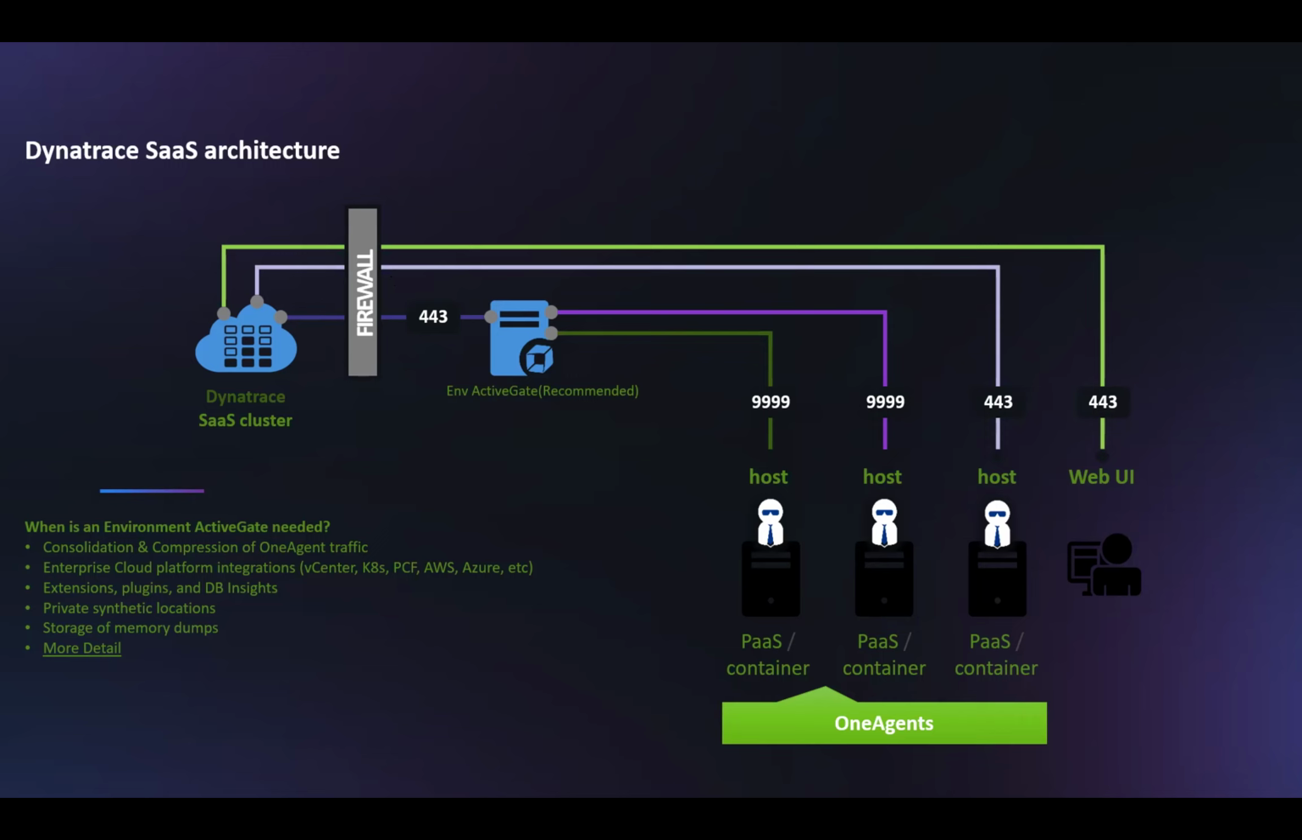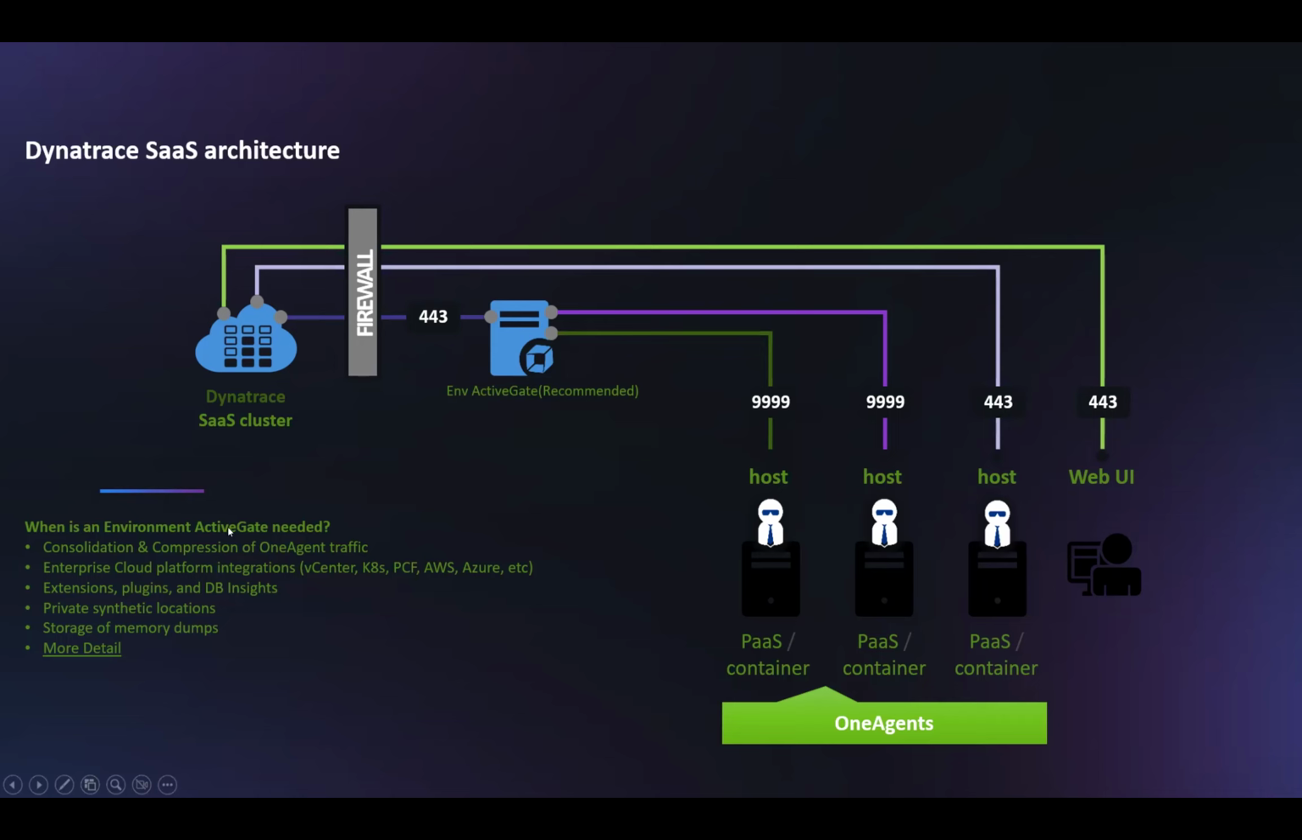Once your VM is stabilized and created, you install the environment ActiveGate. Once it is installed, you can send the data to ActiveGate via port 9999, and then it sends the data to the Dynatrace SaaS cluster. So we are sending the data to the environment ActiveGate, and the environment ActiveGate is sending the data to the Dynatrace SaaS cluster. What is the difference between sending the data via environment ActiveGate and sending the data directly to the Dynatrace SaaS cluster?